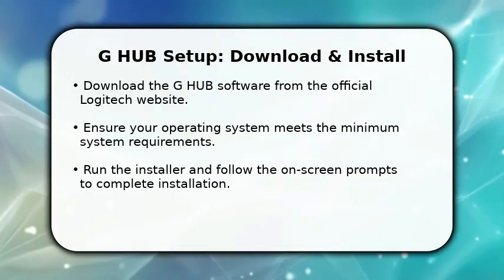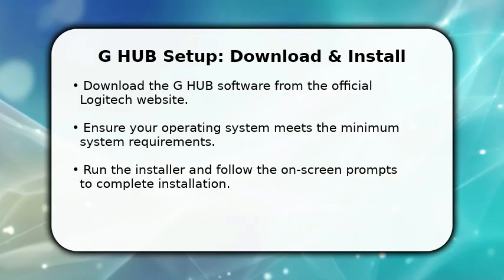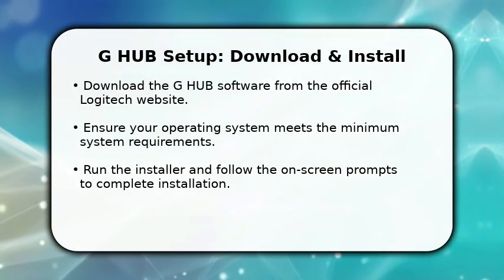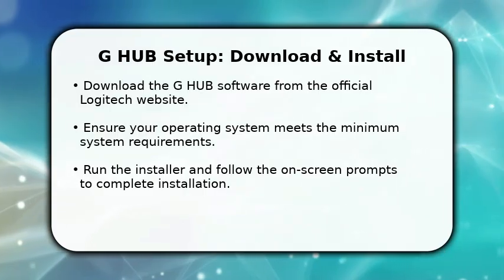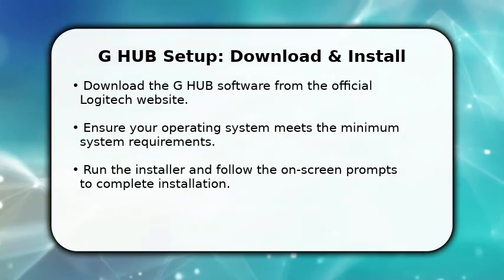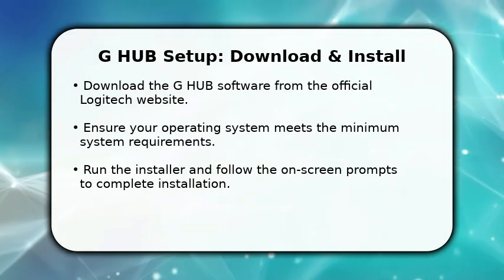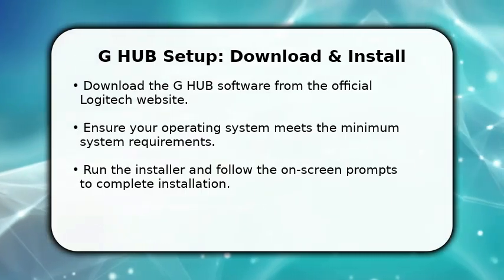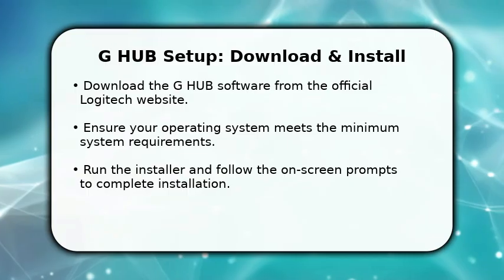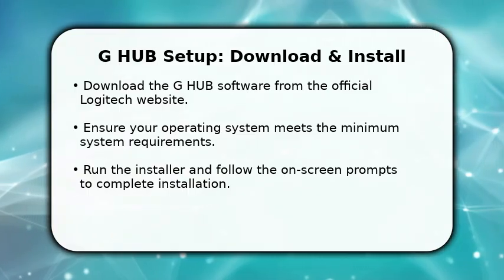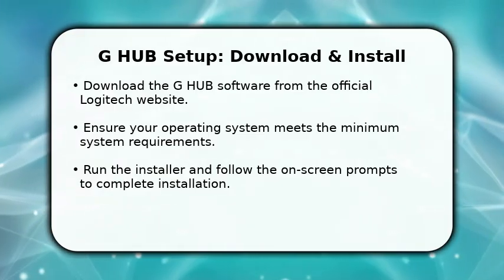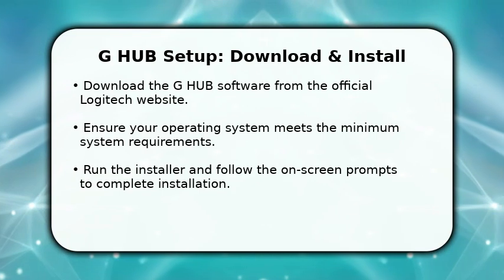In this video, I will explain how to set up GHUB. First, navigate to the official Logitech website to download the GHUB software. It's crucial to verify your computer meets the minimum system requirements, typically requiring a 64-bit operating system. Once downloaded, launch the installer and simply follow the straightforward on-screen instructions to successfully install the application on your system. This initial step is quick and easy.